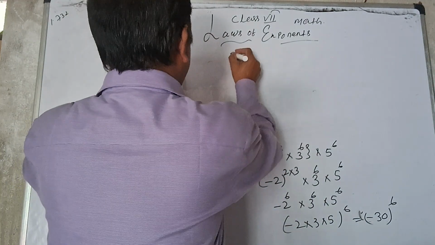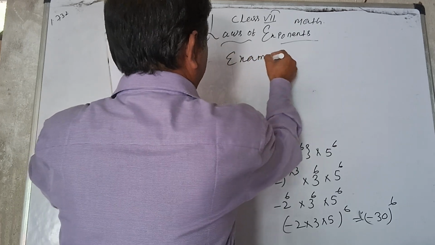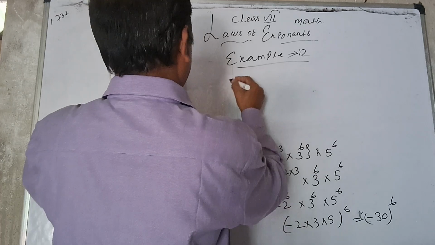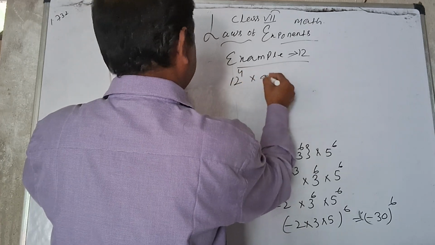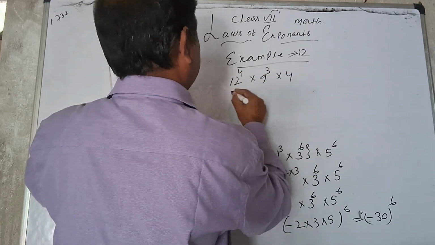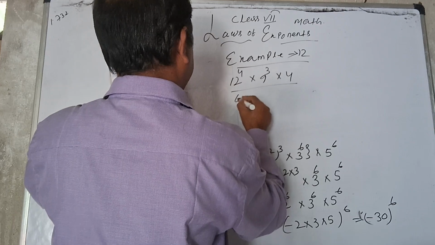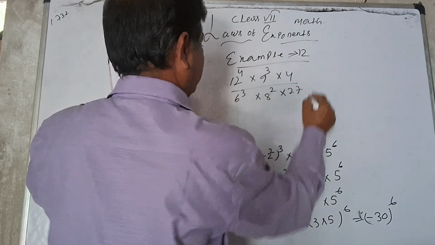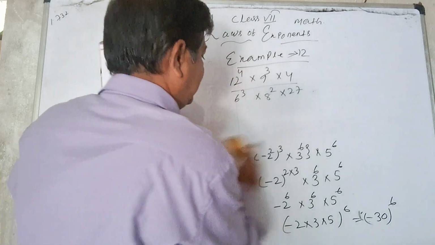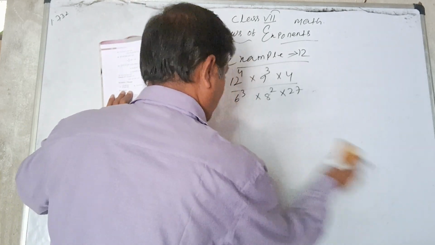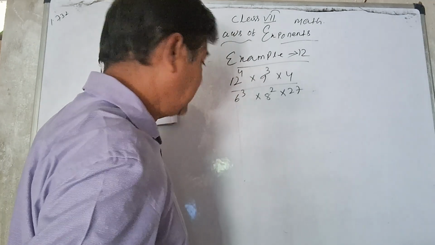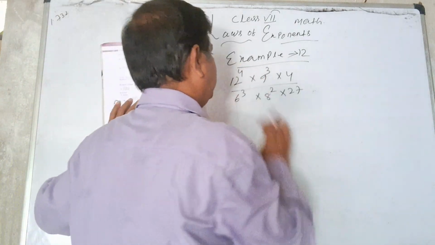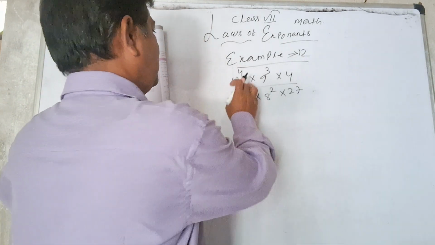Example 12. 12 to the power 4 into 9 to the power 3 into 4 divided by 6 to the power 3 into 8 square into 27. It is a long question for you. Look here, I will try to explain it very easily.